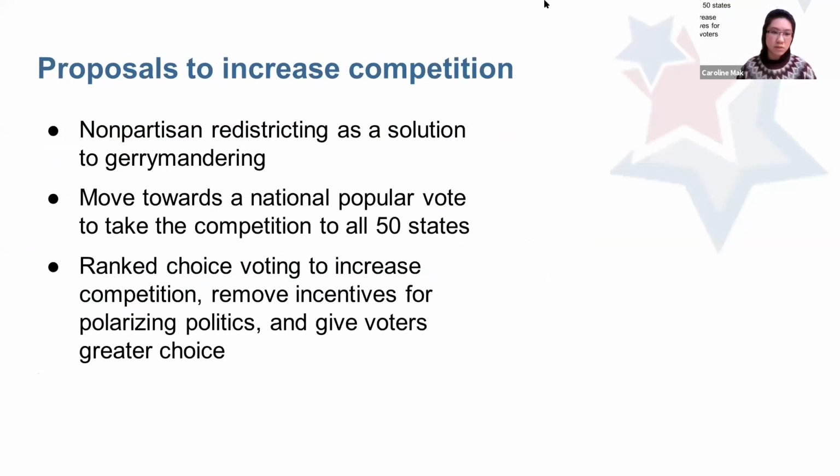One is nonpartisan redistricting as a solution to gerrymandering. Another is moving towards a national popular vote to take competition to all 50 states. And ranked choice voting to increase competition, remove incentives for polarizing politics, and give voters a greater choice. It's possible that instituting these policies can have increased competition and a positive impact on turnout. So check out our redistricting webinar, the National Popular Vote Compact, and Fair Vote to learn more about these policies.